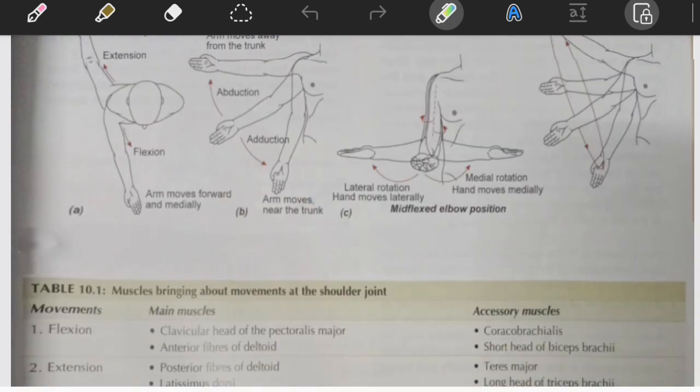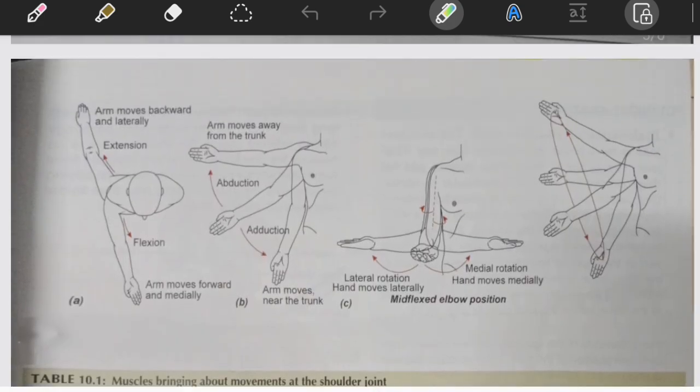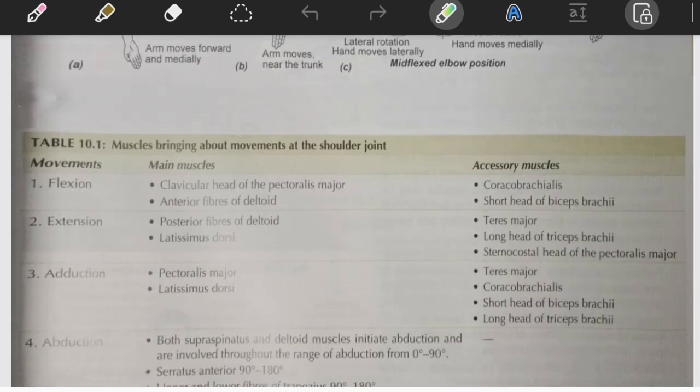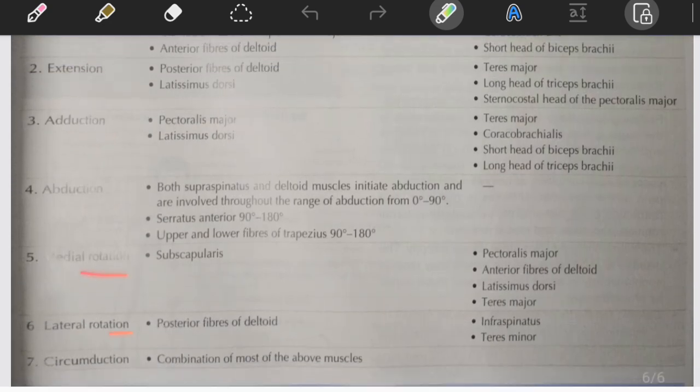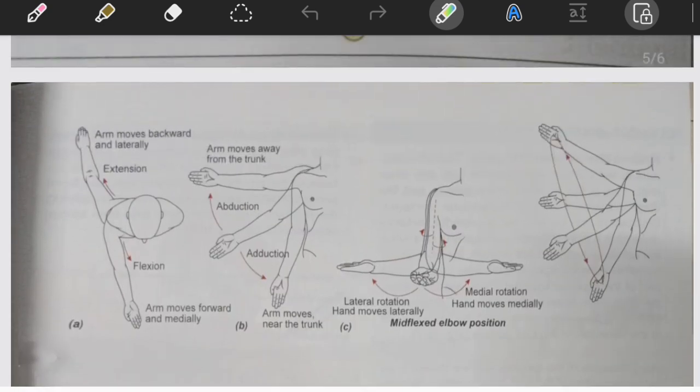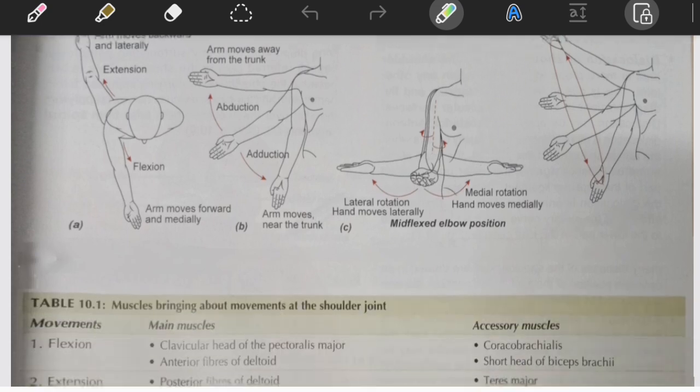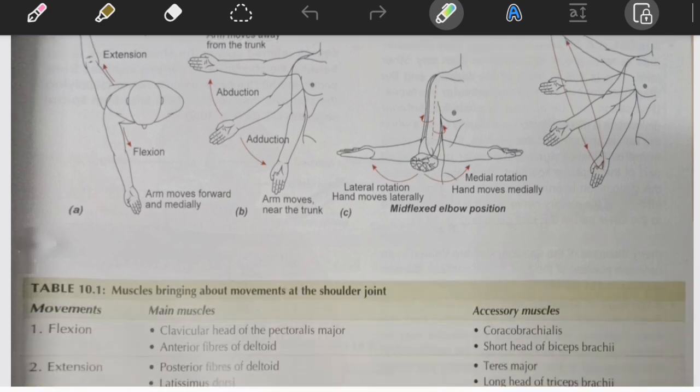Let's see the movements of the shoulder joint. Movements can be flexion, extension, adduction, abduction, medial rotation, lateral rotation, and circumduction. These are the various movements of the shoulder joint. This is the most mobile joint in our human body.